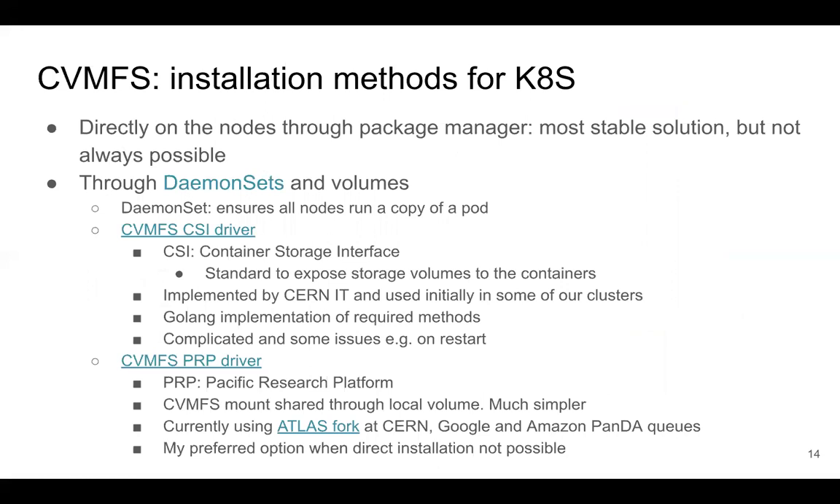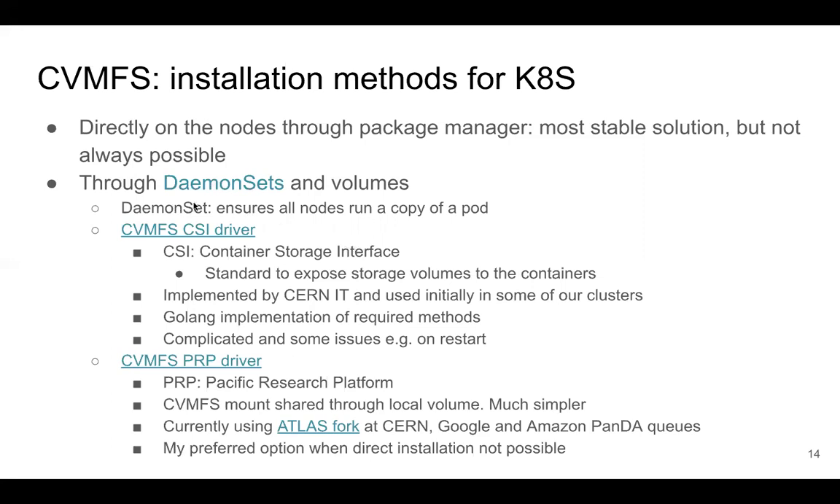I want to give a bit more information about the CVMFS installation methods, since I think that some of you in the audience are also people that have worked on the CVMFS CSI driver, and I wanted to give my general opinion and feedback. So the easiest way that you can install CVMFS on your Kubernetes cluster is directly on the node through the package manager, through YUM or through RPM. This is the most stable solution, but it's not always possible if you don't have direct access to the node, or if you have a dynamic Kubernetes cluster where the nodes come and go. For these cases, there are 2 solutions. Both are more or less similar. They consist of a daemon set that installs a pod running the CVMFS package, and then some auxiliary volumes that help to mount the CVMFS into the different pods that are running the jobs.